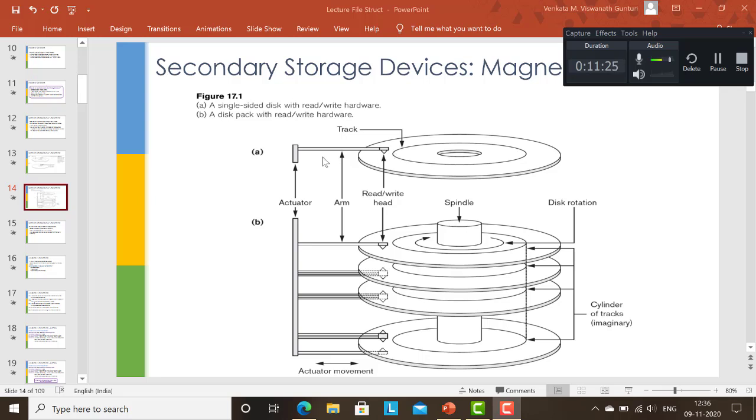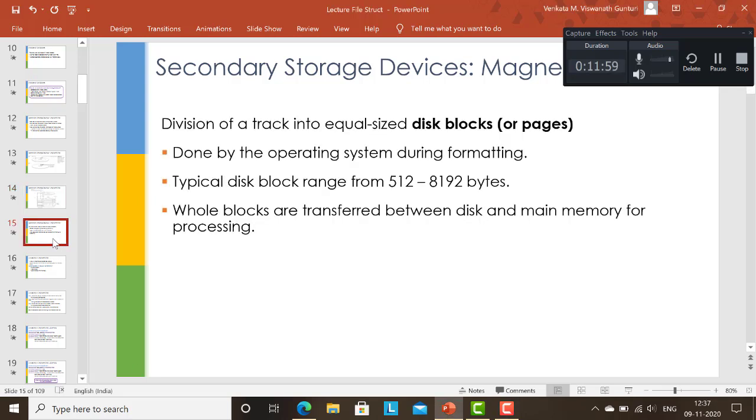Based on that address, the read write arm will move forward to place the head on the corresponding track, right? And once it is on the correct track, the spindle rotates to make sure that the disk block that you want to read or write comes under the disk head. Once it is under the disk head, you read the corresponding sector.